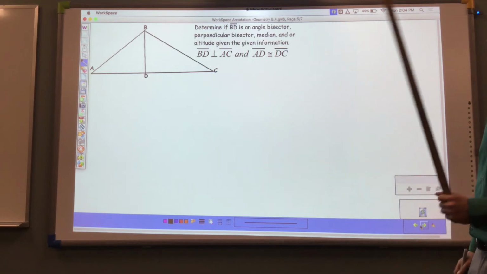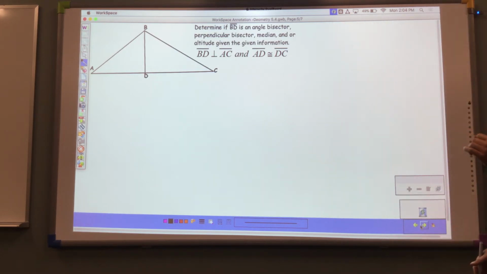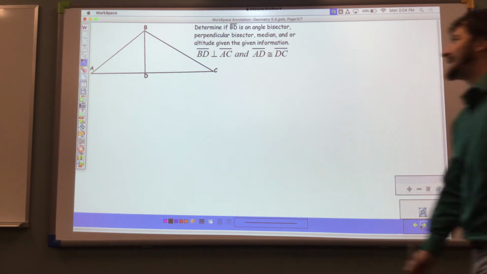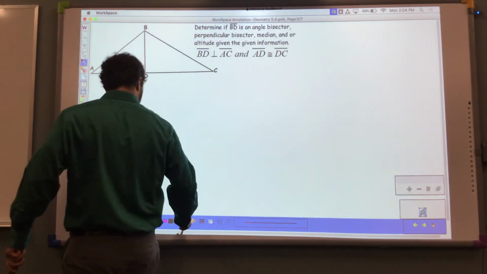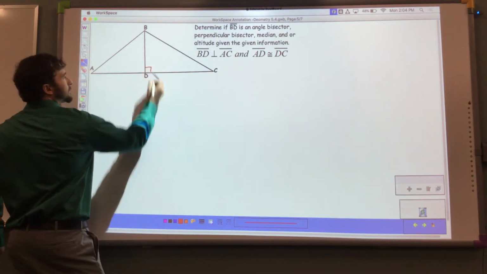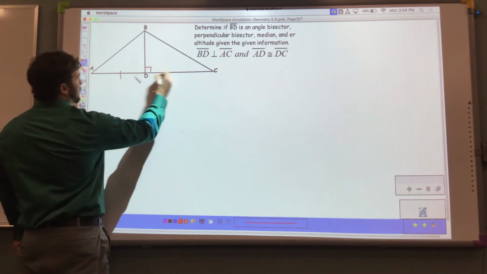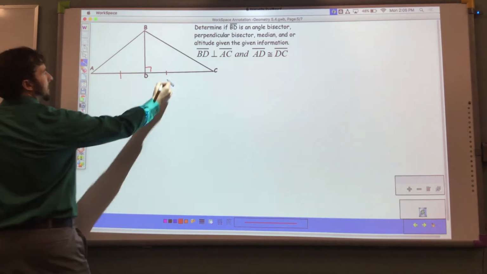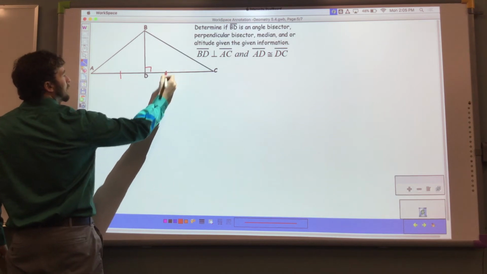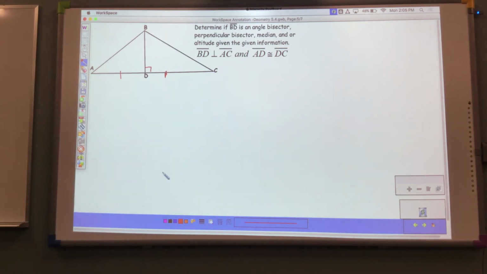All right, next example says determine if segment BD is an angle bisector, perpendicular bisector, median and/or altitude, given the information. So it says BD is perpendicular to AC. So we know this. And we know that AD and DC are congruent.